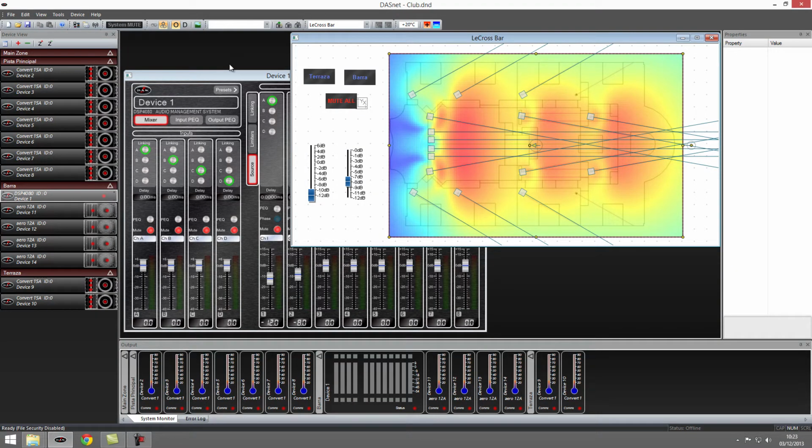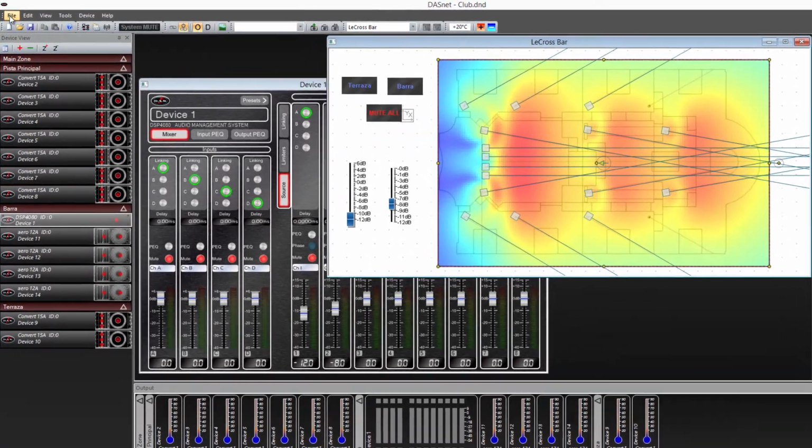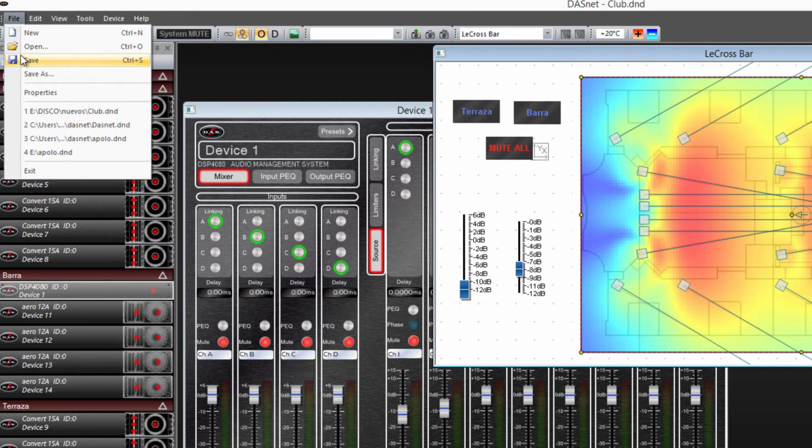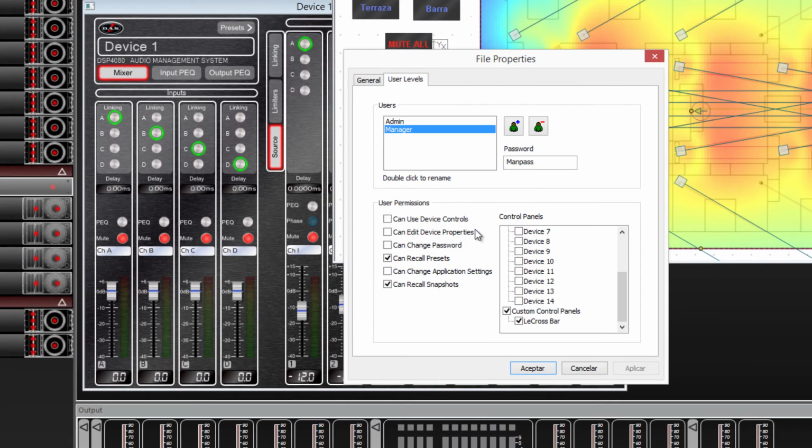Another inconvenience that had to be overcome was that the system would be operated by a person with little technical knowledge who might inadvertently modify critical parameters. To protect the system, we created a user with restricted privileges, only able to access the custom panel.